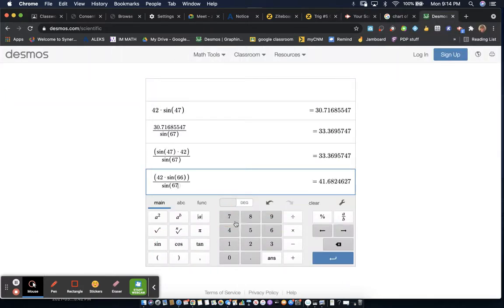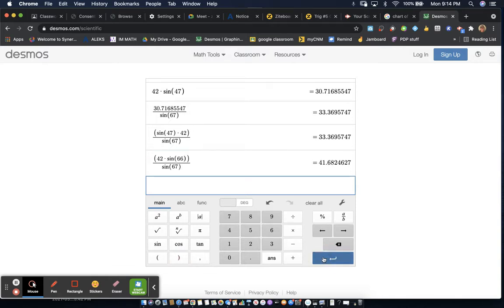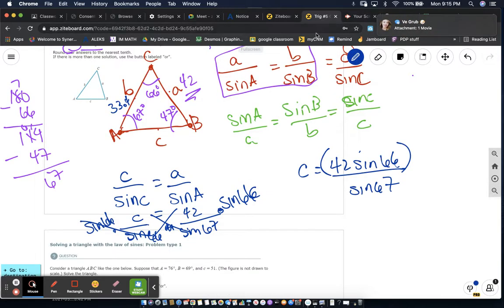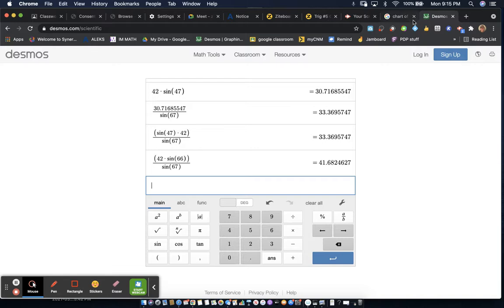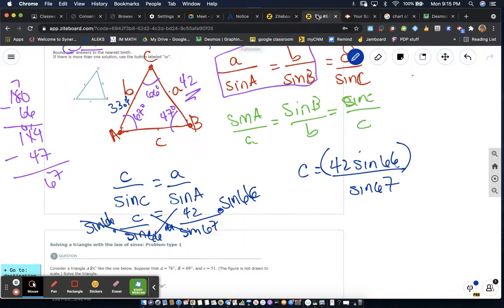Sine of 67. So these problems are very much calculator problems. 41.7. They feel very, very calculator-y, if that's a word. Okay, so once you find C, which we did, it's 41.7, then you've solved the triangle. You've basically found every side and every angle, and that means solving a triangle.